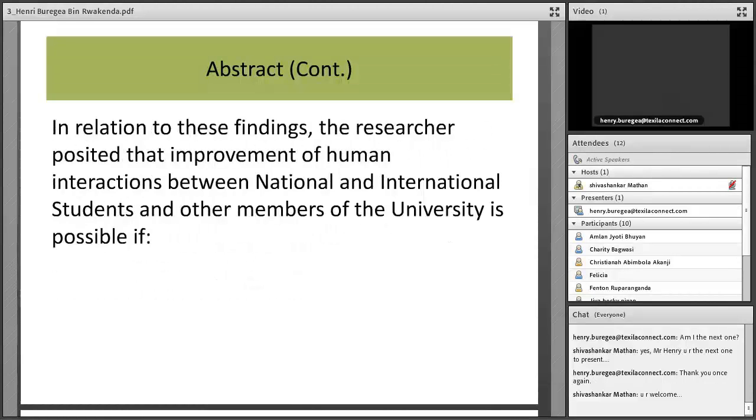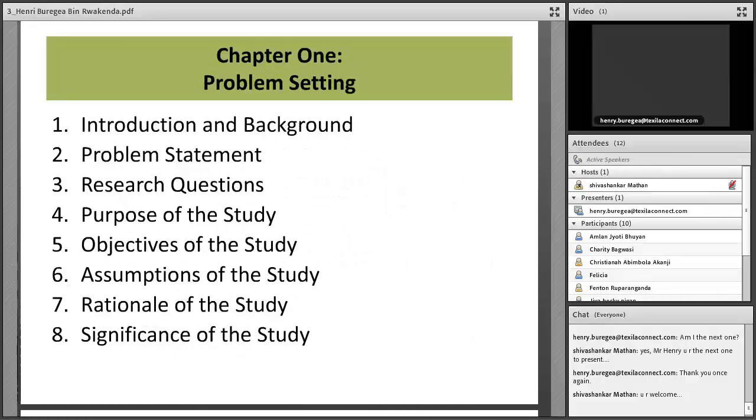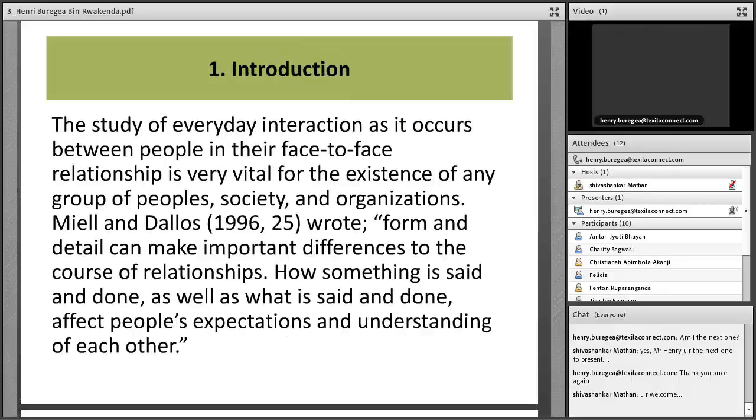That was the abstract, and I want to go straight to the main thing. I articulated the content into many chapters, but I'm going to go through them quickly so that people will understand exactly what I have here to present.